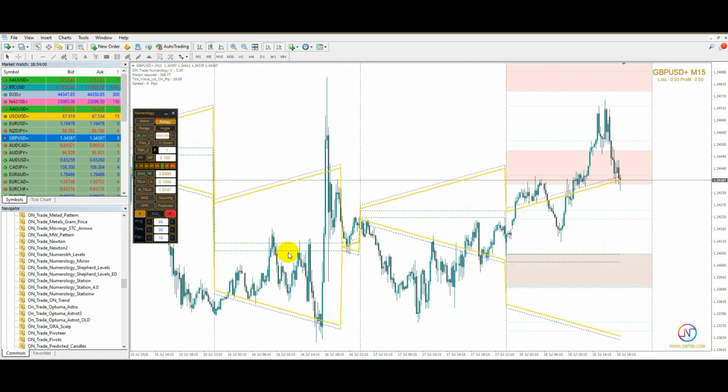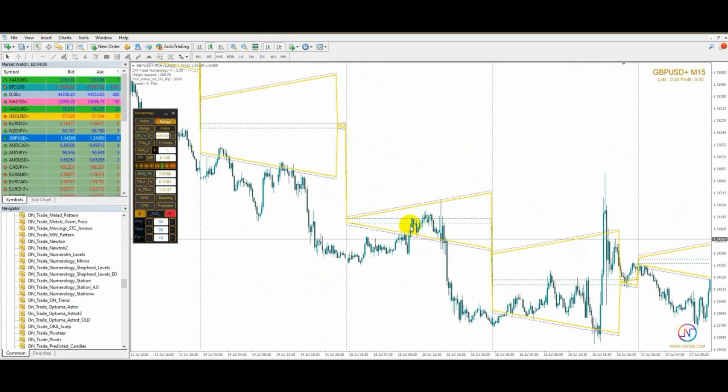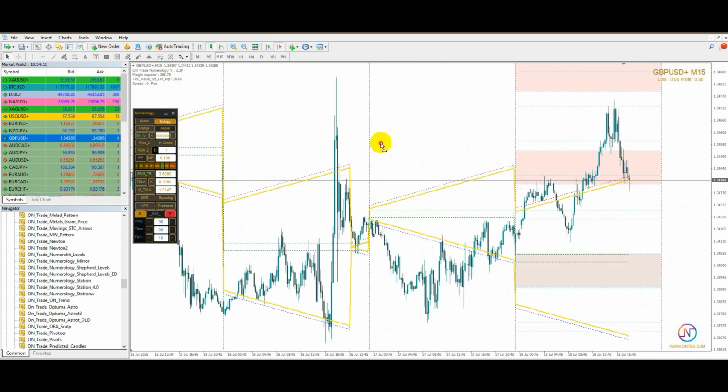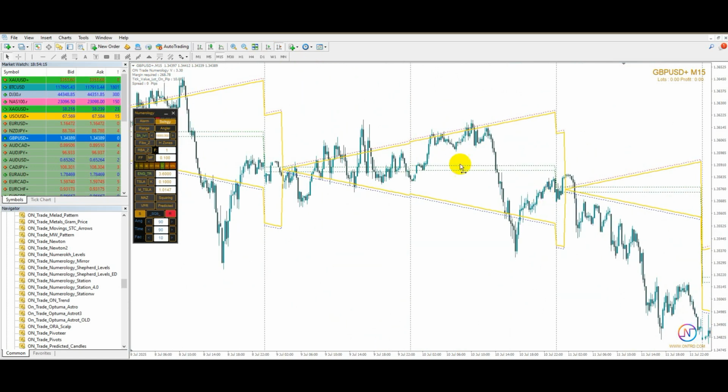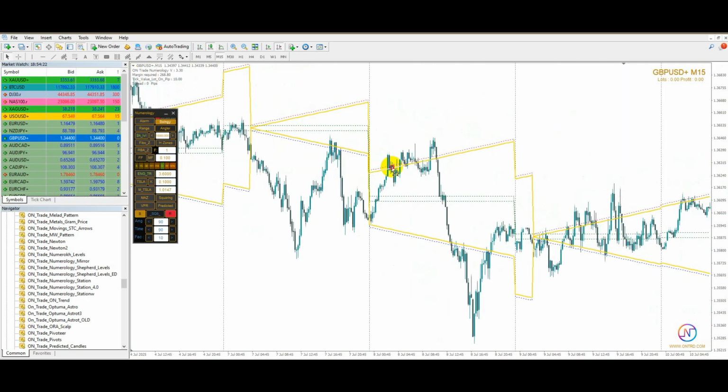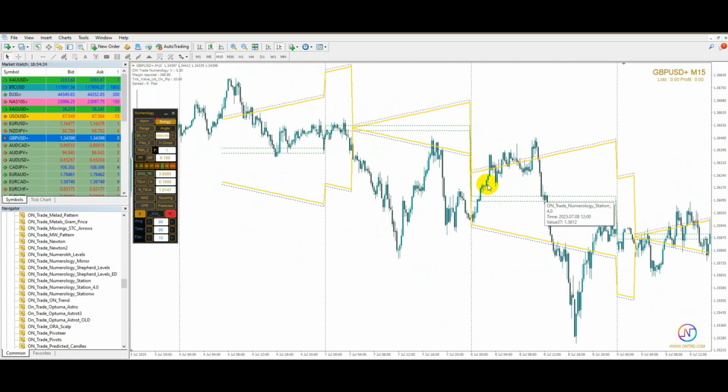As you can see here, reflection here, and here. As you can see, here is how price reflects from these channel sides. It is like the magic of numerology.